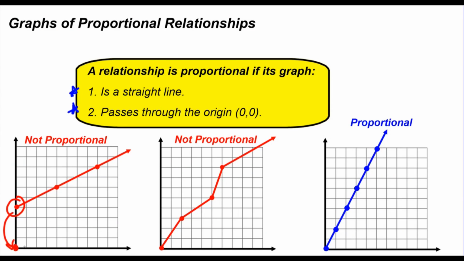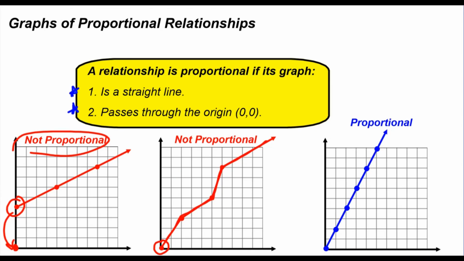It would have to go through this point right here for that to be proportional and be a straight line. Here it's only a straight line but does not go through the origin, so this is not proportional. This one goes through the origin, but it is not a straight line. This one goes up and down and diagonally, so that is not a proportional relationship. It does not meet both of the requirements.